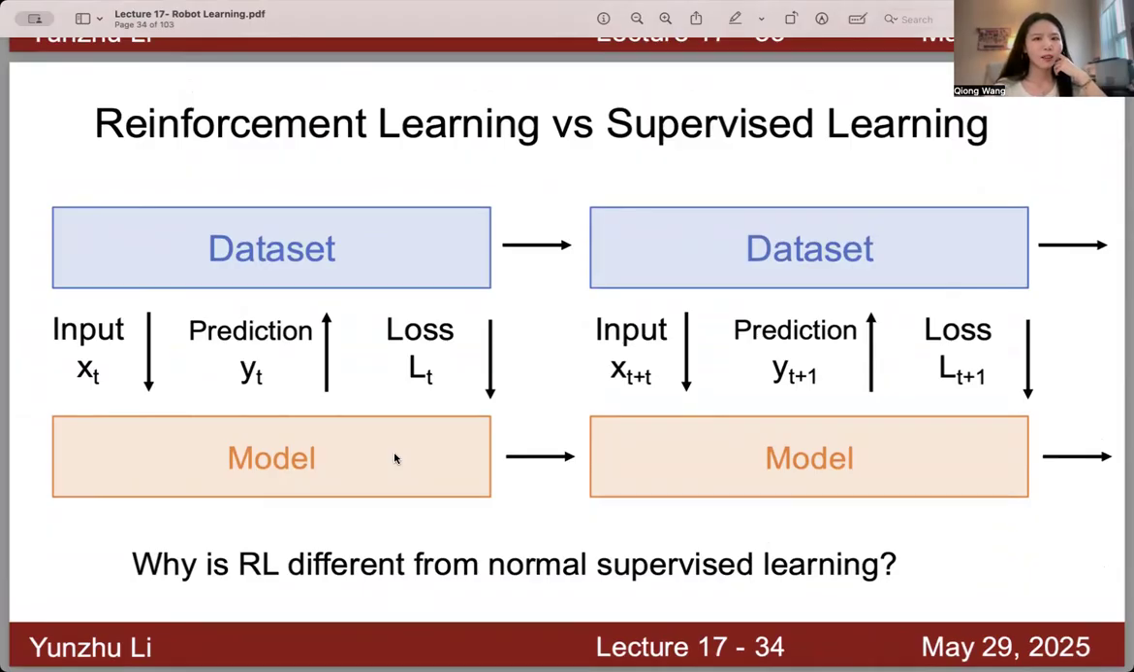So why is reinforcement learning different from normal supervised learning? Supervised learning is like this. We input a data set to the model and use a function to calculate the output, and the model outputs the prediction to the data set, and we use the loss function to compare the output.